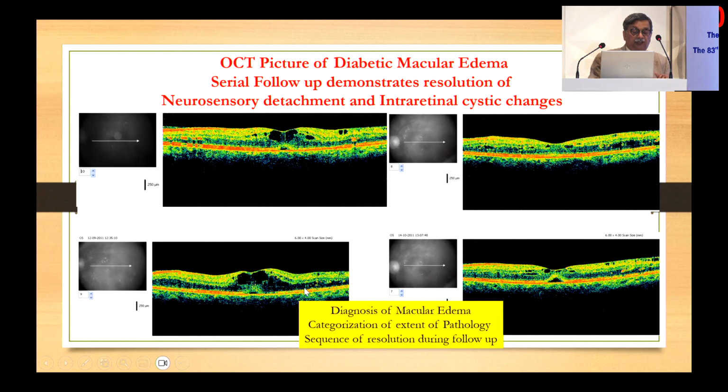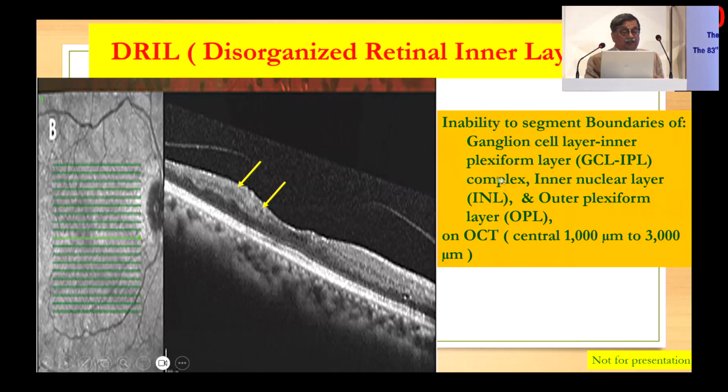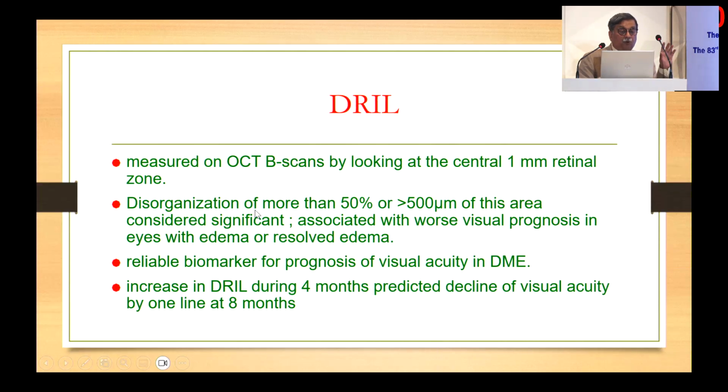So you can use the OCT as you see here for following how the patient is doing. He's improving, improving further. The other important thing is DRIL. DRIL is a situation where you have a disruption of these layers. You see the ganglion cell layer, inner plexiform layer, inner nuclear layer, they're all now looking as one mass. This means that this patient has a poorer prognosis if this is in the central 1000 micron of the macula. If more than 50% of this gets involved, the visual prognosis is worse, and this is a good prognostic marker.